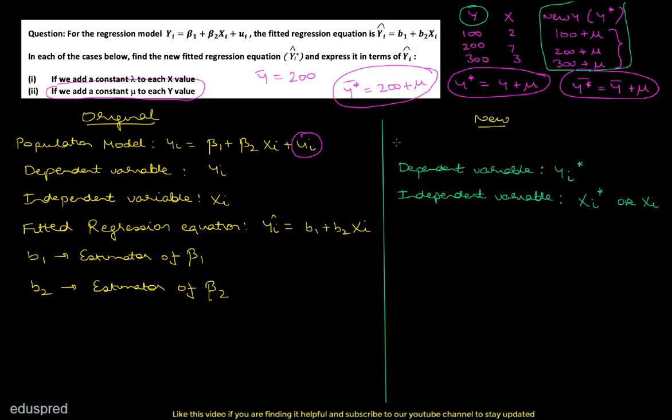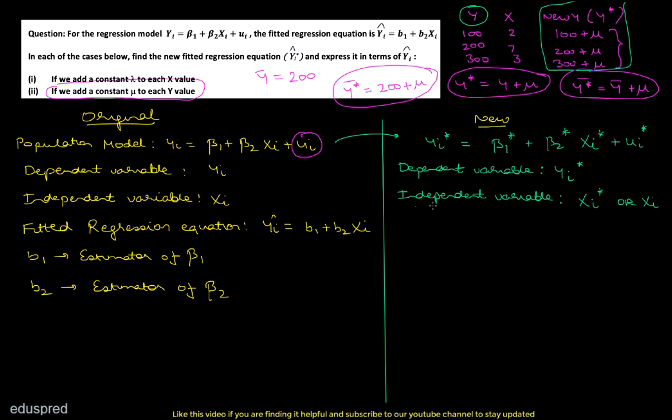So in this case, the population model is going to be yi star is equal to beta 1 star plus beta 2 star xi star plus ui star. So yi star is the new dependent variable that we have got. I'm writing beta 1 star and beta 2 star because these are just some variations of these notations, because we cannot have the same notations. Xi star is your independent variable. It doesn't matter whether you write xi star or xi because there are no changes to the x variable. And ui star is just the population error term of this new model.